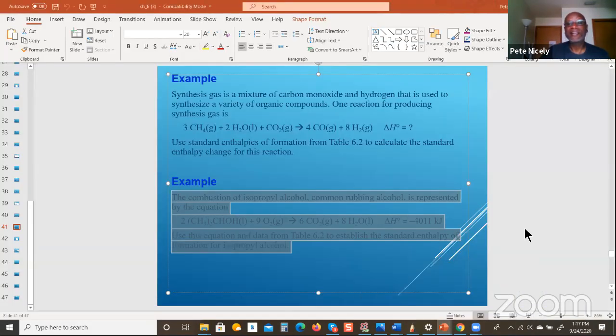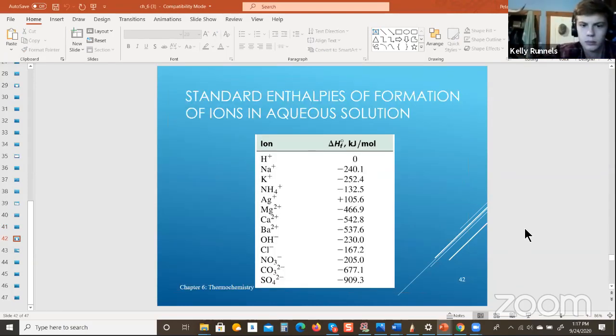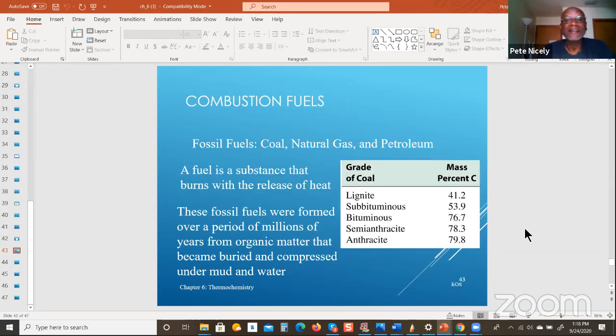let's see what's next. Oh, you can also have standard enthalpy of formation of ions in aqueous solutions, and this is a table. I don't think the table, yes, this table does have some of those data. So you can have calculations involving ions as well, all right? And this is just some general information I alluded to earlier about fuels.